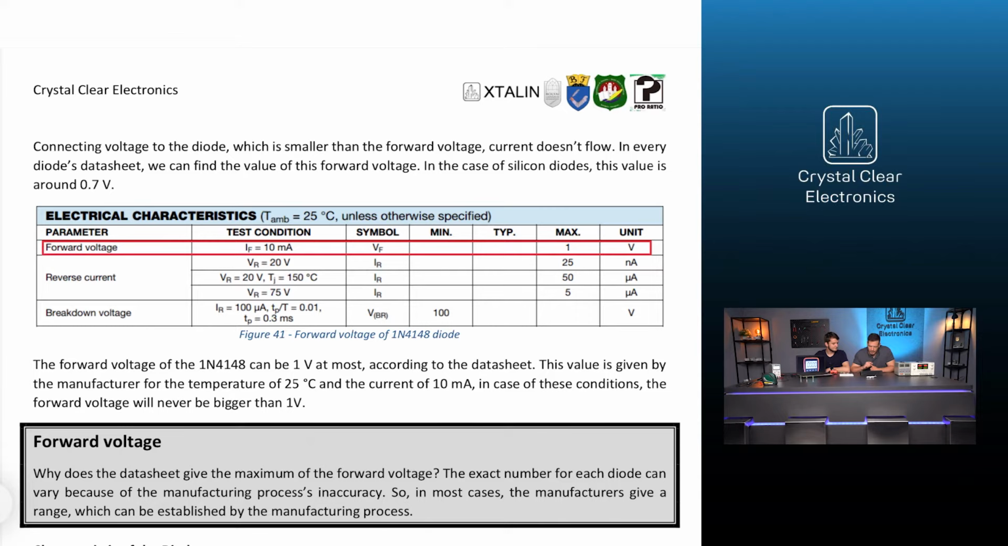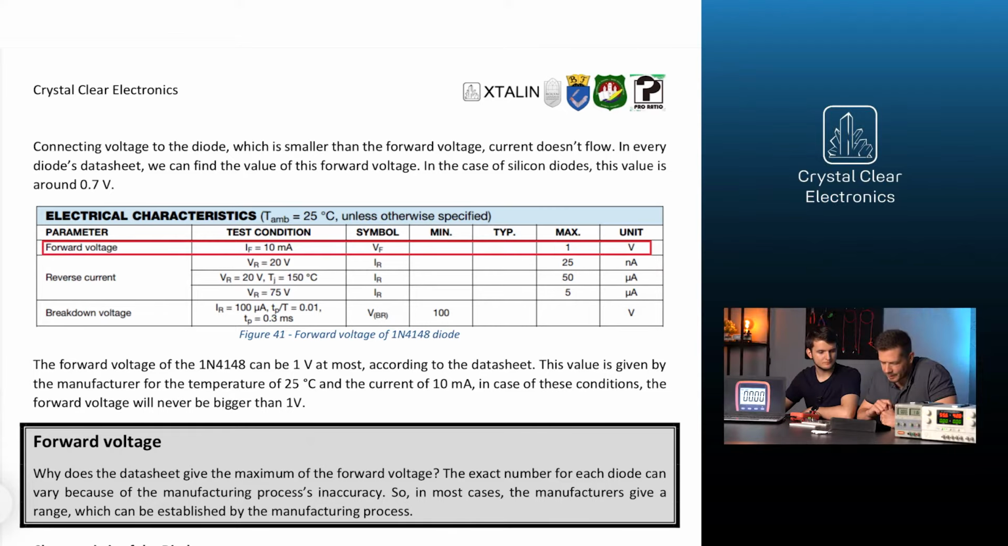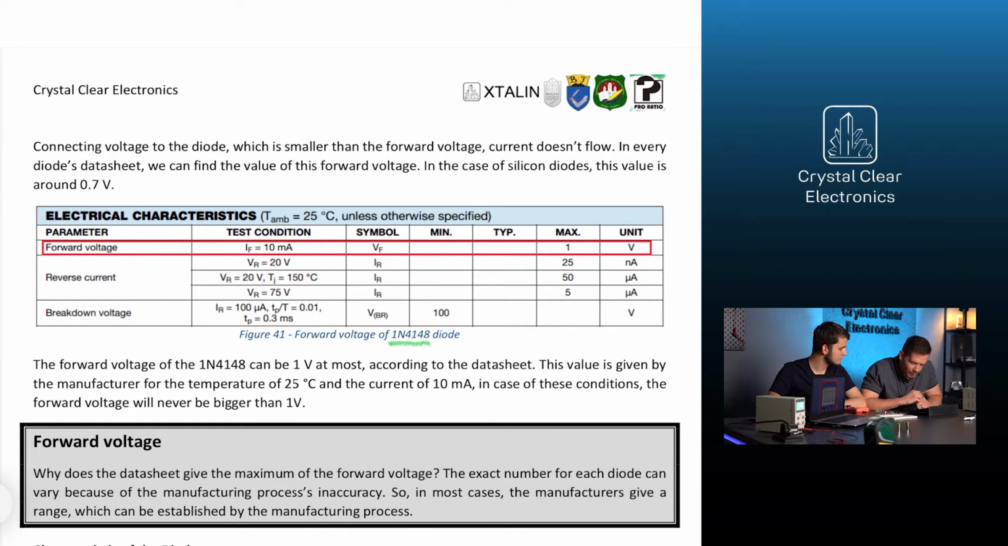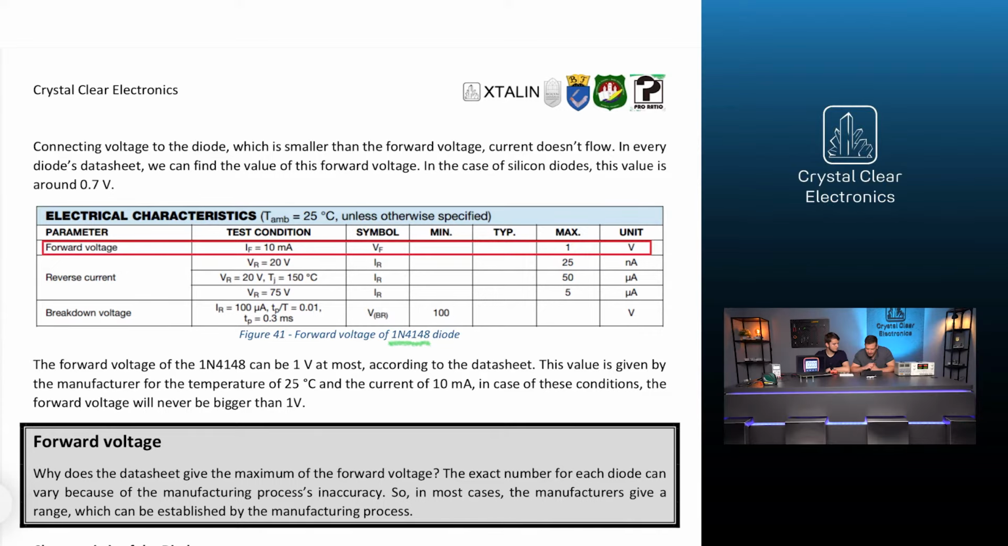We can see a datasheet on the screen. This is the datasheet of the 1N4148 diode. The forward voltage of this diode is 1 volt, according to the datasheet. This value is given by the manufacturer for the temperature of 25 degrees Celsius and the current of 10 milliamps. In case of these conditions, the forward voltage will never be bigger than 1 volt.